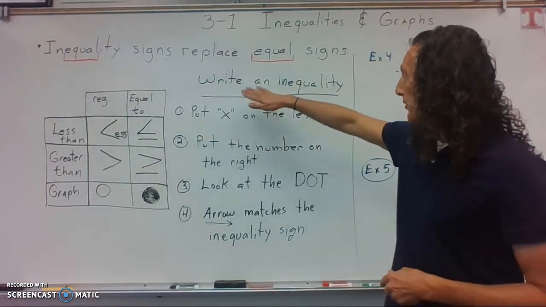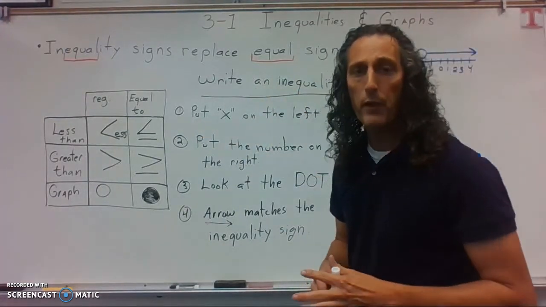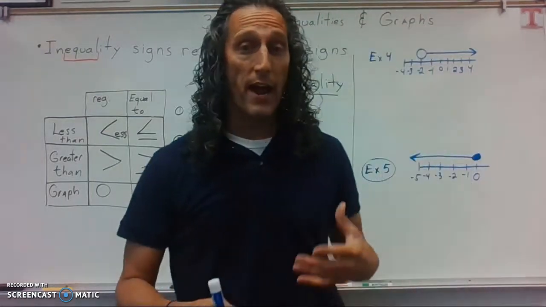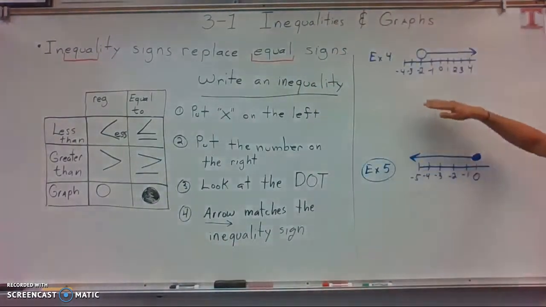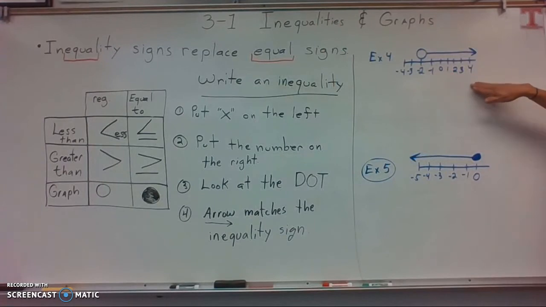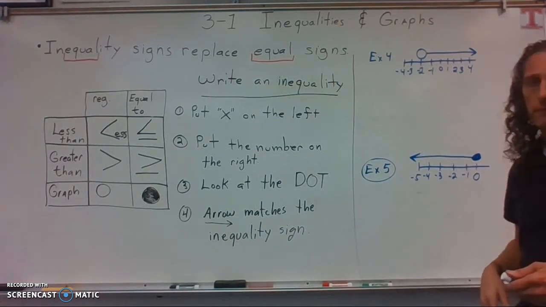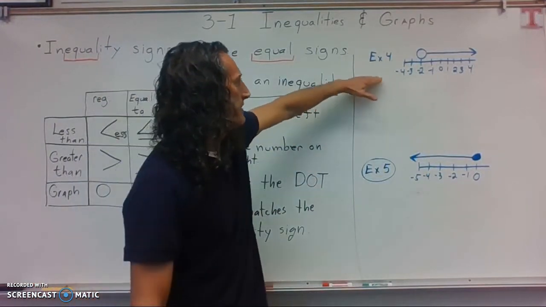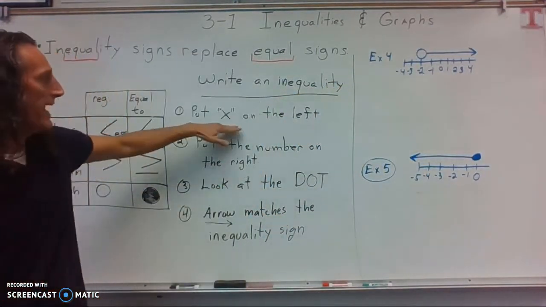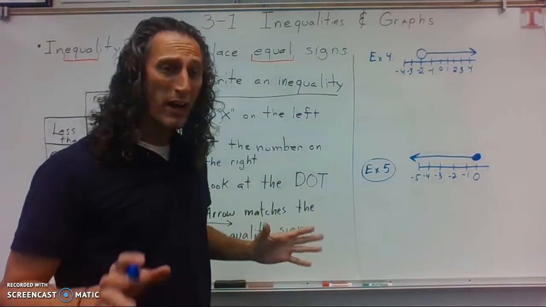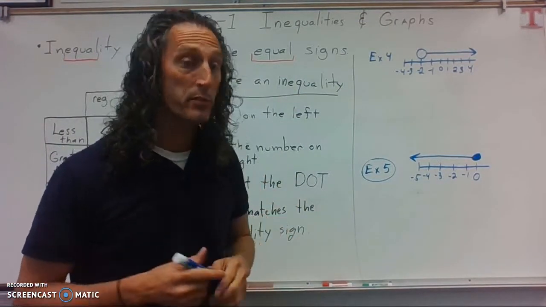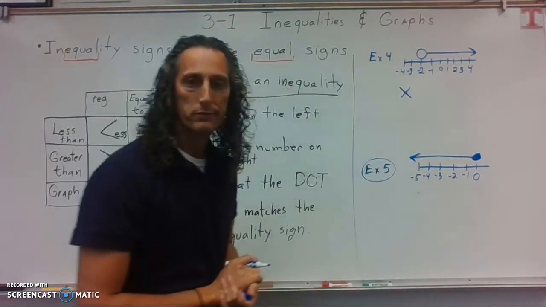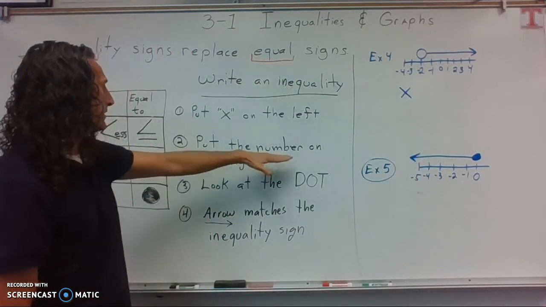So how do we write an inequality? Well, let's just say, and they're going to do this on your homework, they're going to give you a graph to look at. So here's our graph, on a nice little number line. So I start looking at my steps. Step 1 is put an x on the left side. Watch, this is how easy this is. Always set it up this way. Put your x over here on the left. Boom. All right, step 2, put the number on the right.